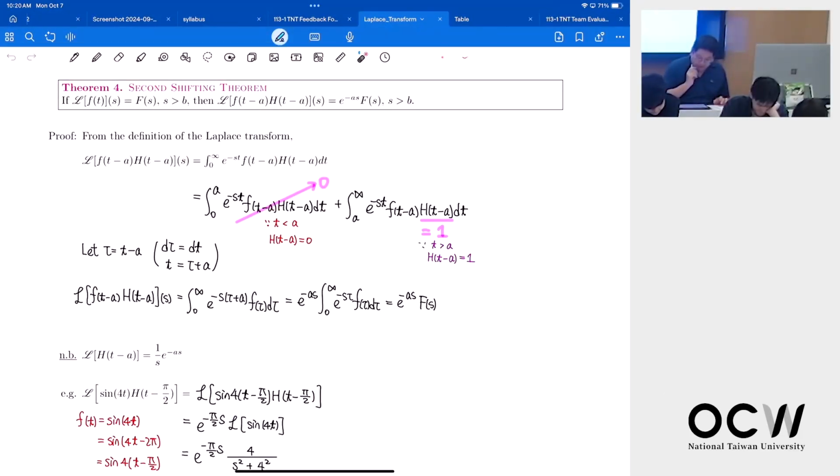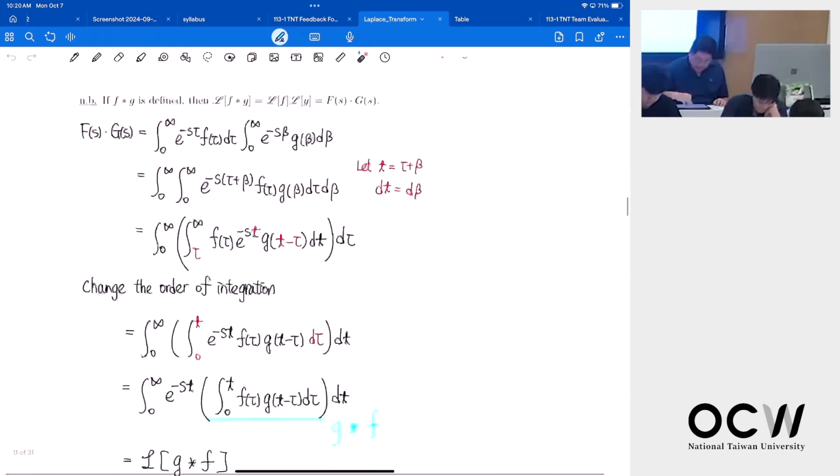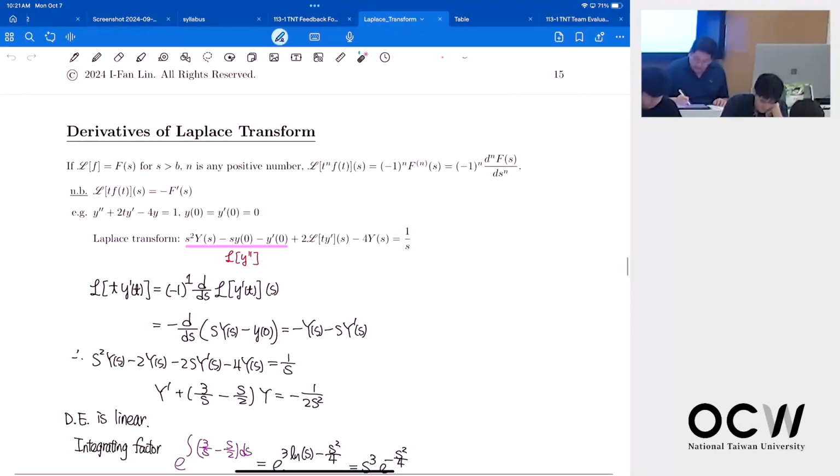When we talk about the shift theory, if I shift in the time domain, in the Laplace domain we have an exponential. Then if I multiply by t in the time domain, in the Laplace domain I'll take the derivative. If I multiply by t twice, then I take the derivative twice. Every time I multiply by a t in the time domain, I will have a derivative.